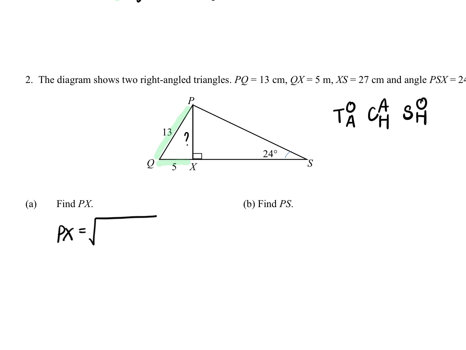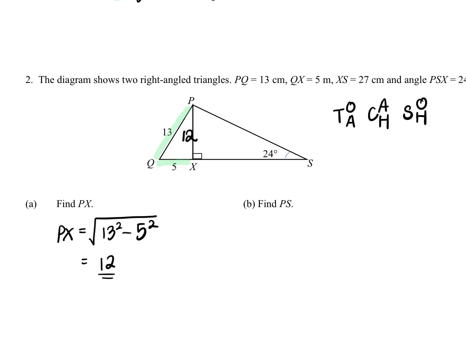So do I add or subtract? I'll subtract: 13 squared minus 5 squared. For those of you who attended my lesson, you must remember. Then you key this into your calculator. I got my answer, PX is equal to 12. So now I replace it here, labelling it on my diagram: PX is now equal to the number 12.